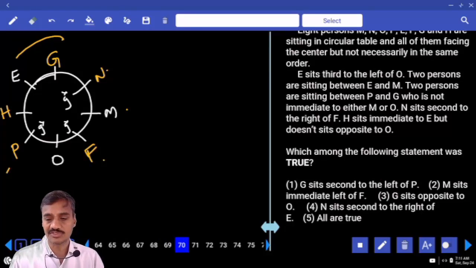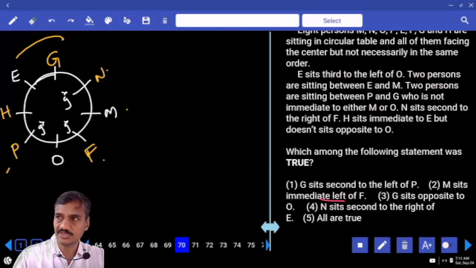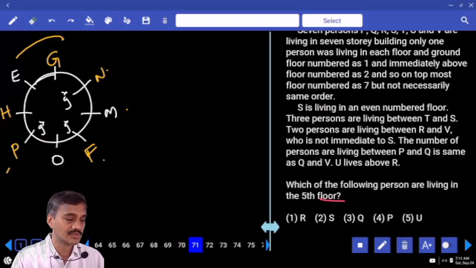And which of the following statements is true? G sits second to the left of P, true or false? That is false. And M sits to the immediate left of F is false because M is to the immediate right. And G sits opposite to O, definitely true. Choice 3, question number 70. Clear? Then coming to question number 71 onwards.